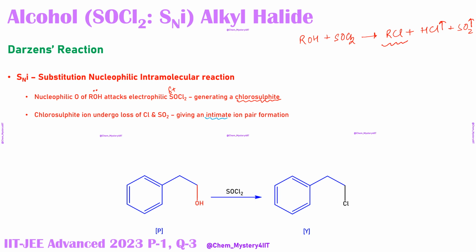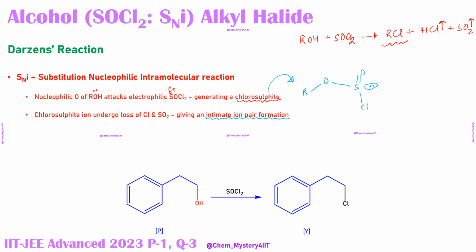As chlorine is leaving from this chlorosulfite, how chlorosulfites look, I can write over here. This is R, double bond O. Sulfur is being attacked. This is one double bond O. Sulfur has one lone pair present as well, and this is another chlorine. This is what we are calling a chlorosulfite.